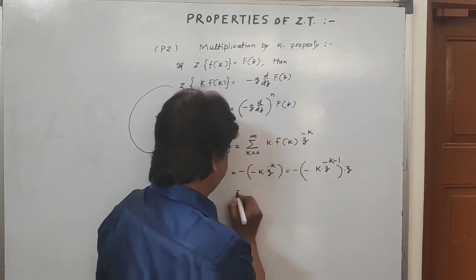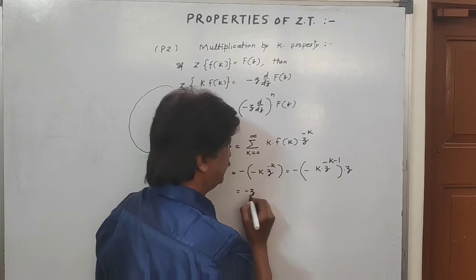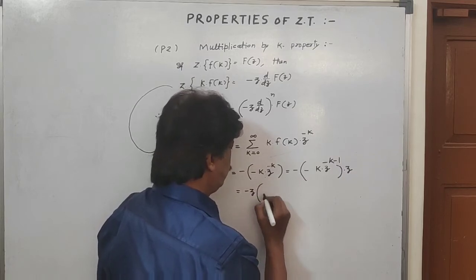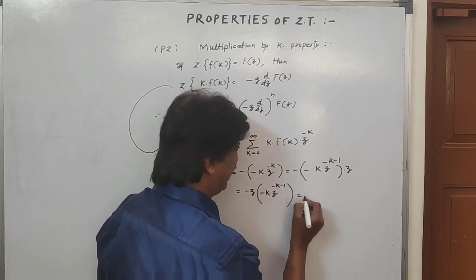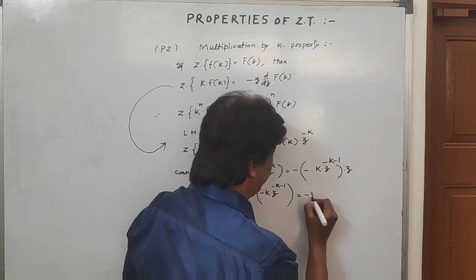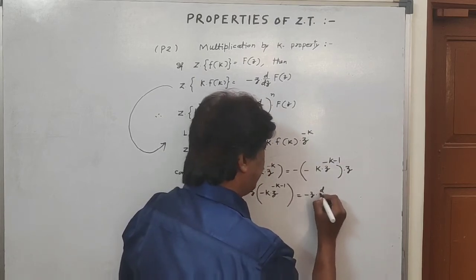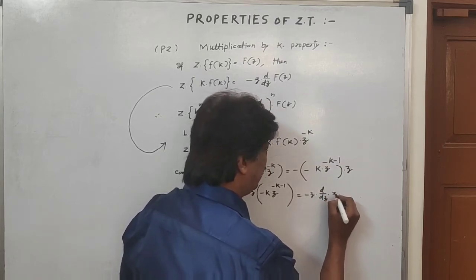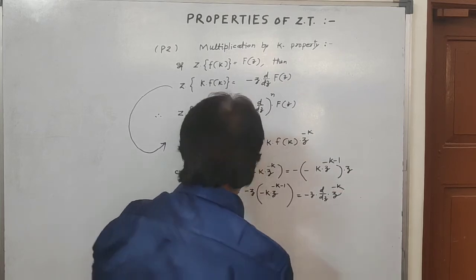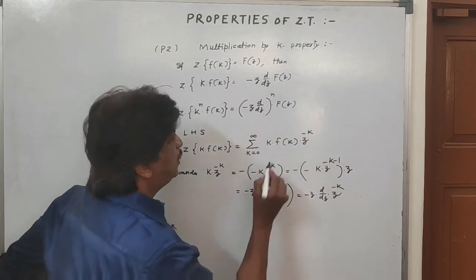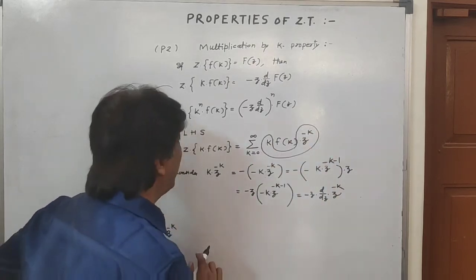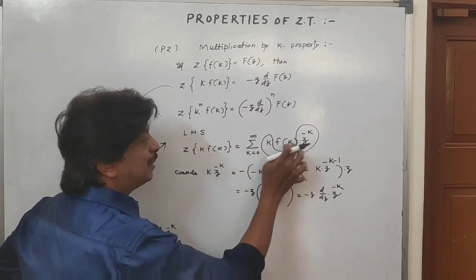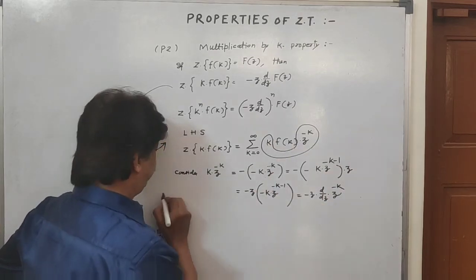So that is equal to minus z into minus k z raised to power minus k minus 1. Now rewriting in standard form, z into this is d by dz of z raised to power minus k. Now, this term k into z raised to power minus k, I am replacing this equal to this.